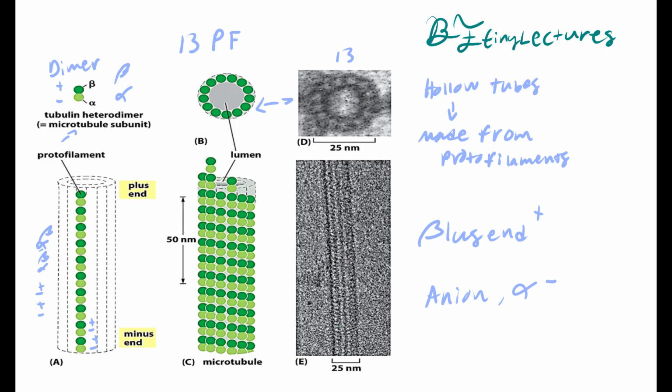And here we have kind of like a side view of what we're looking at. We can see that each protofilament makes a nice clean line going upwards, okay? So again, these are pretty cool. Just remember that the plus end is the beta and the minus end is the alpha, and that each protofilament subunit is made from the beta component and the alpha component.